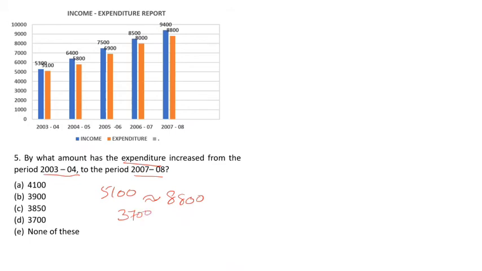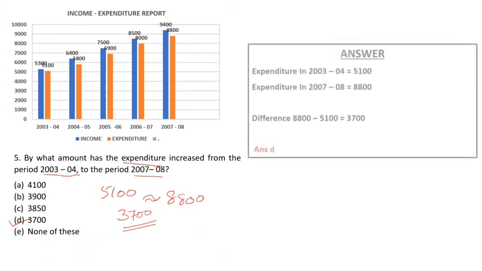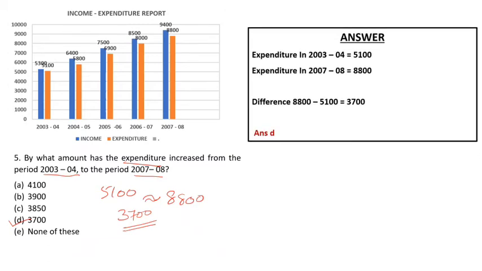So now, by what amount has the expenditure increased? The expenditure has increased by an amount of 3,700. So accordingly, you can mark answer D as the correct option. Let us see the answer. Expenditure in 2003-4, we have 5,100. Expenditure in 2007-8, we have 8,800. So the difference between them is 3,700. So accordingly, answer D is the correct answer. So this is one of the very easy questions.